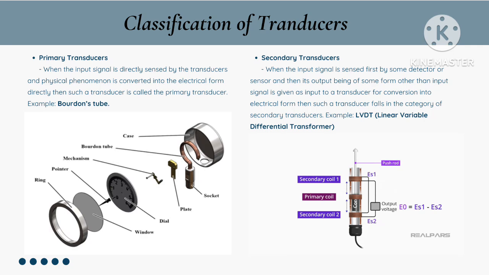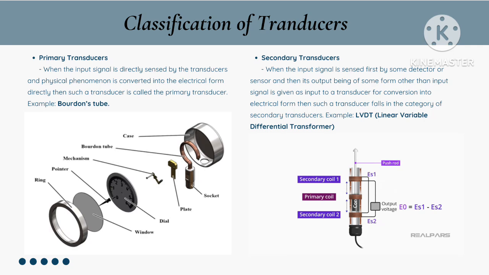To convert this mechanical displacement into an electrical signal, for a more precise measurement, this is where the secondary transducers come in. Secondary transducers are a bit more complex than primary transducers. They work in two stages. First, they take the mechanical displacement, in this case from the Bourdon tube, and convert it into an intermediate form such as mechanical motion or a change in position, and then they convert that intermediate form into an electrical signal.